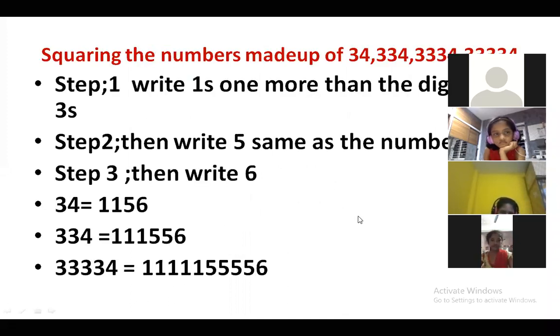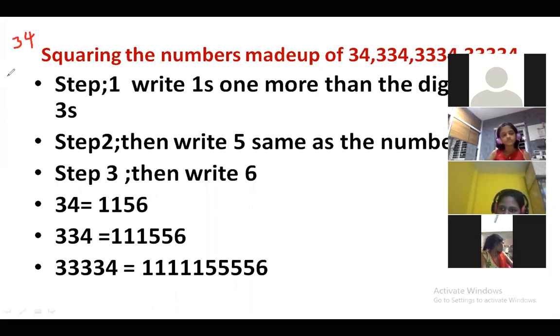Okay, another one. See, this is a different one. Different means this is made up of 3s, ending in 4. Made up of 3s, ending in 4. That means what type of number?